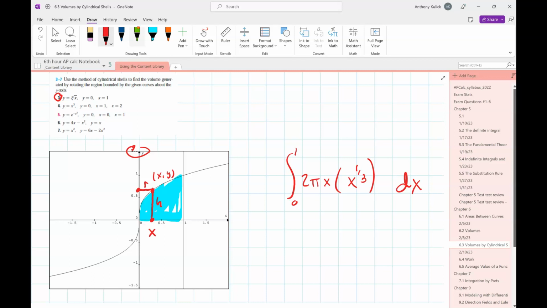Everybody's okay with that? I'm just going to do setups. In the interest of doing some more examples with you guys, we're just going to do setups. I'm not going to actually compute anything. Is that okay?